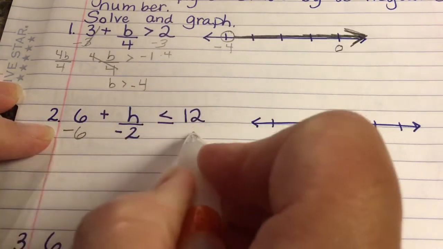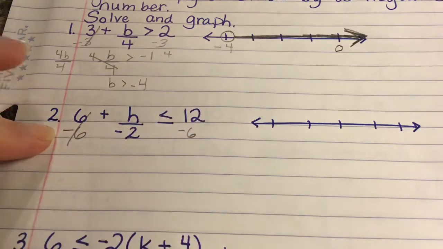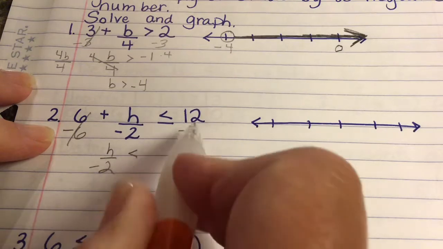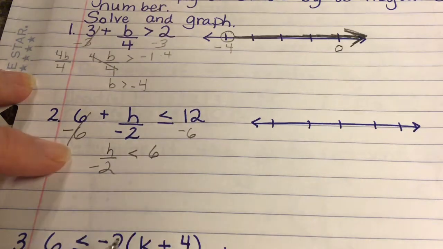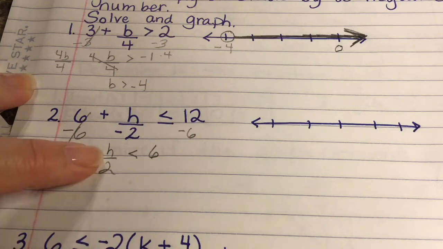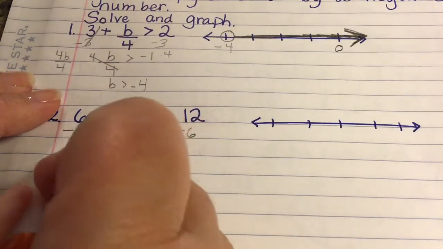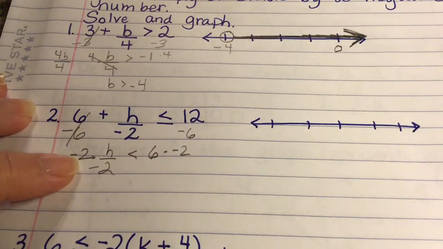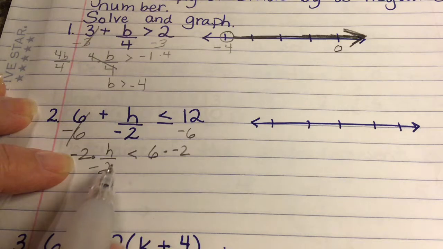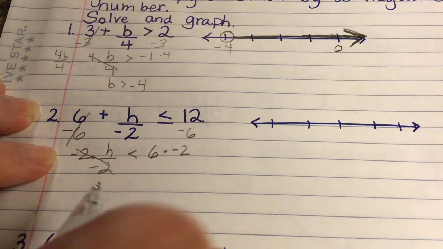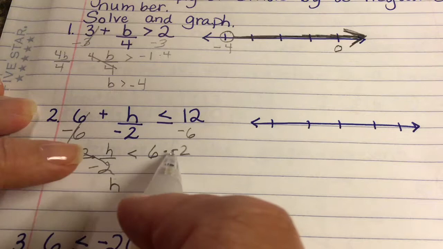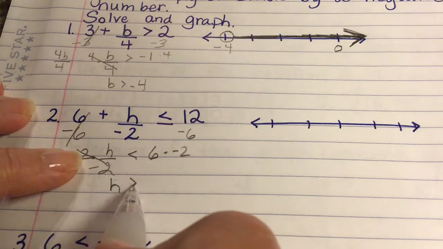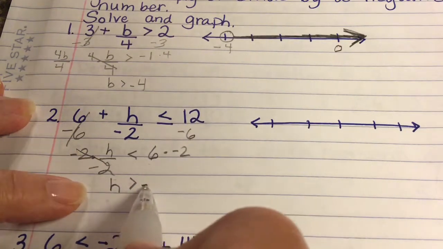But okay, so I want to get this 6 away from this h divided by negative 2. I'm going to subtract 6 from both sides. So h divided by negative 2 is going to be less than 12 minus 6, which is 6. I need to get rid of dividing by negative 2. How do I get rid of dividing by negative 2? I multiply by negative 2. And remember, this is like negative 2h divided by negative 2, which is just 1h. I multiplied both sides by a negative number, therefore less than becomes greater than. 6 times negative 2 is negative 12.